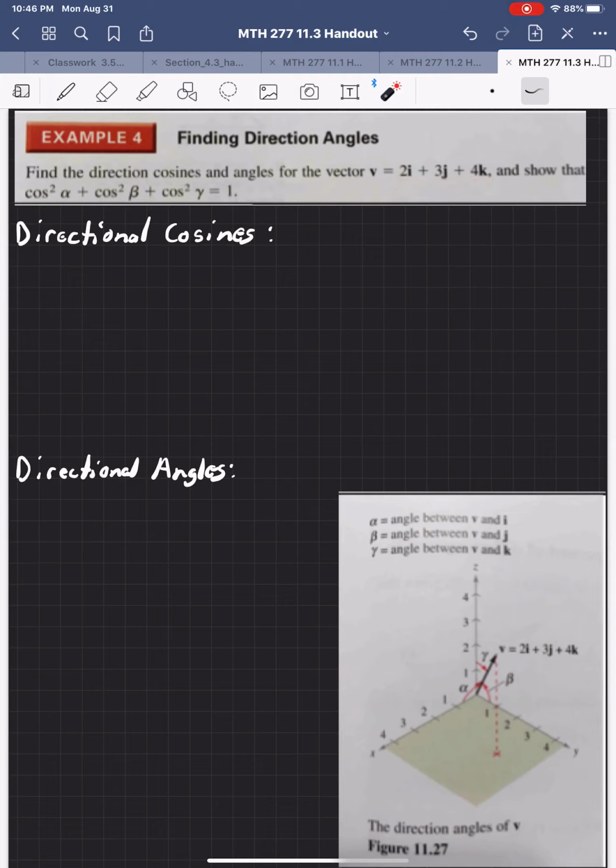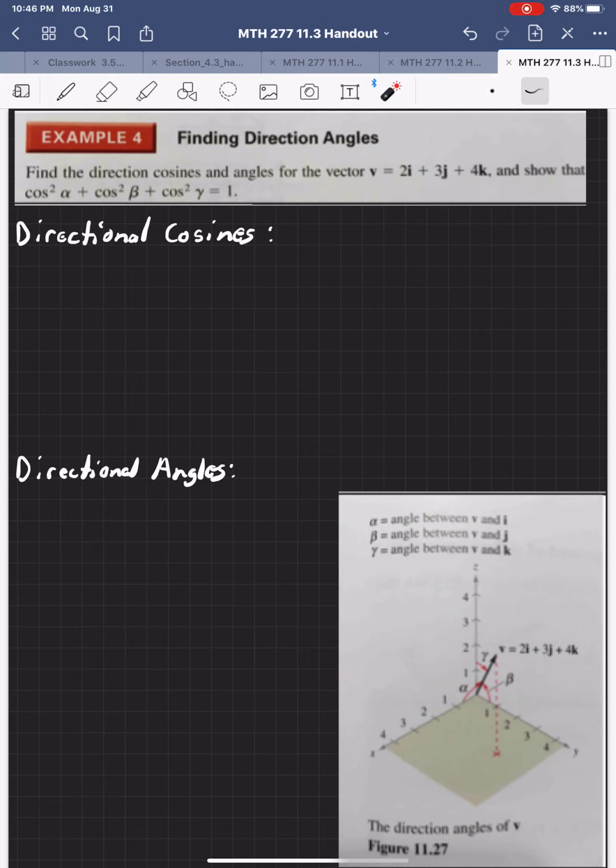Let me see if I can find my little sheet here. Entertain yourself for just a second. There we go. All right, so let's start.